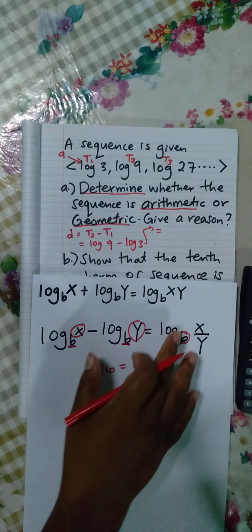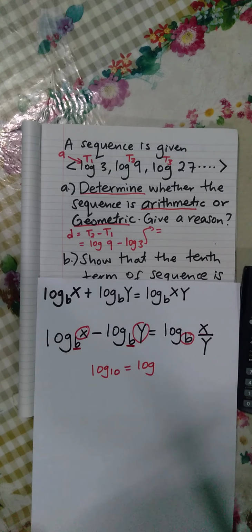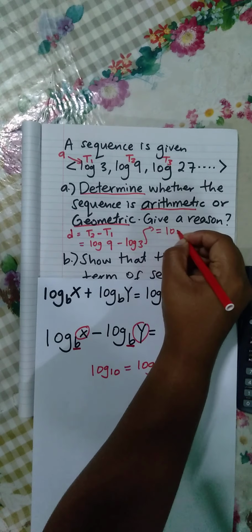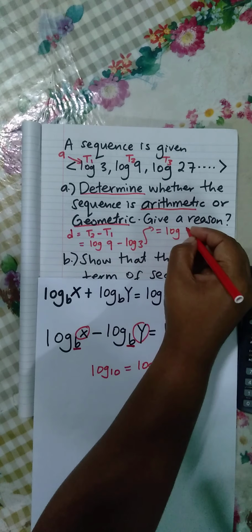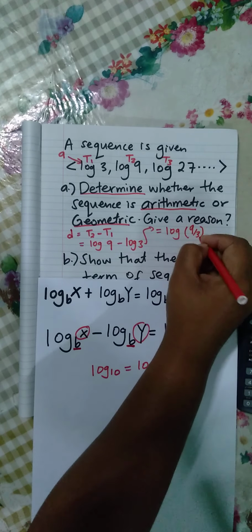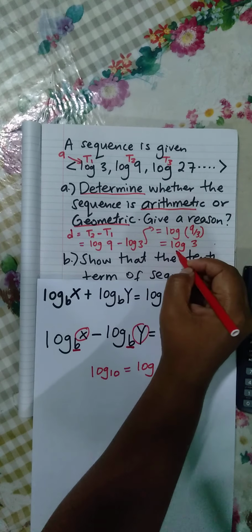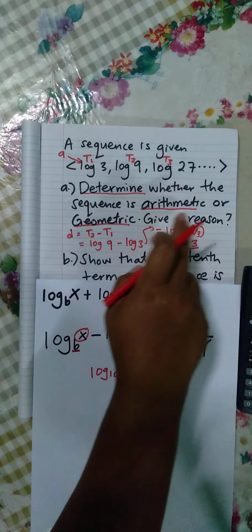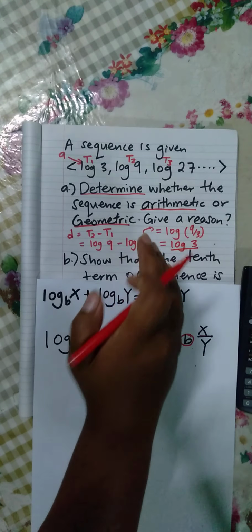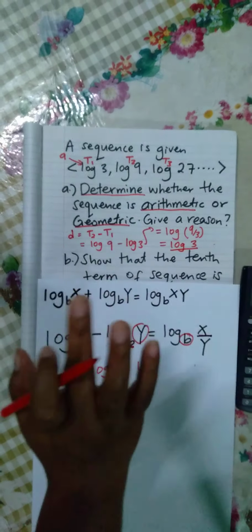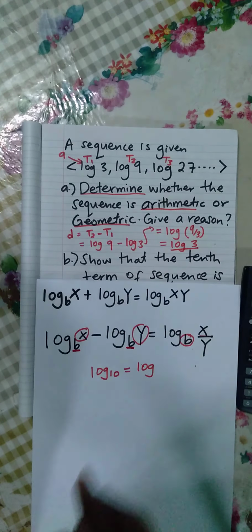So if we compare this property with what we have in our common difference, it will be just one log. We have to divide whatever comes after log. It's 9 and 3, so that means 9 divided by 3. So our common difference is log 3. We have to give a reason, so your reason will be because it has a common difference. So this sequence is an arithmetic sequence, because it has a common difference.